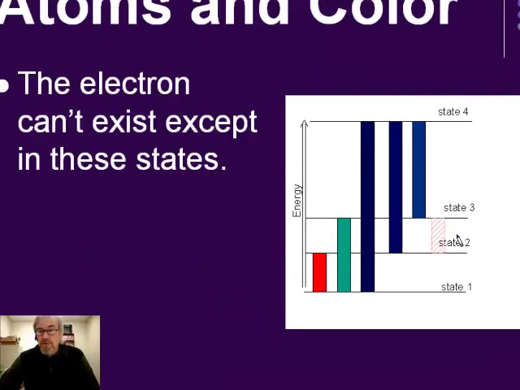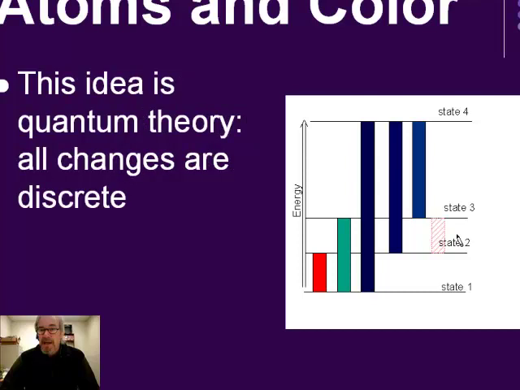The idea here is that the electron can't exist in any state except for these allowable states. So these are sort of like rungs of a ladder. You can stand on rung number 1 and rung number 2 and rung number 3, but you can't stand on rung 2.5. That's not possible because there's nothing to stand on. That's sort of the idea that was developing here, that the electrons could only possibly be in these states. This idea is what we call the quantum theory, or it's part of what we call the quantum theory. And the quantum theory says that all changes are discontinuous or discrete changes, that there are these little jumps, and that things aren't smooth and continuous like we see them in large-scale life.